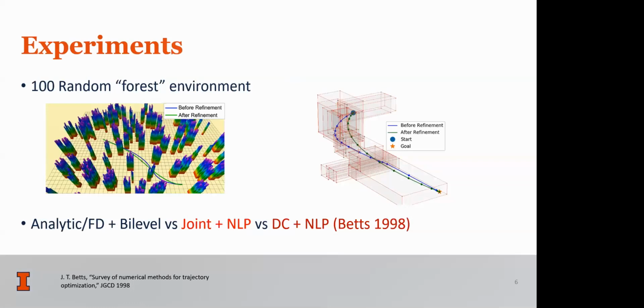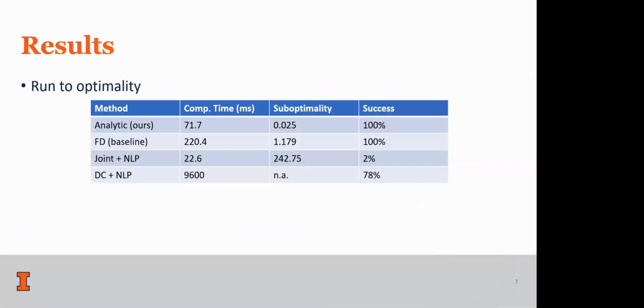The objective function, which is the integral of square jerk, reduces from 45 to 0.15, a 300 times improvement. We mainly compare three types of algorithms: our method of analytical gradient and baseline finite difference gradient, plus bi-level optimization framework. Another type of solver is joint plus NLP, to optimize trajectory and time allocation simultaneously using NLP. The third type is to use direct collocation method to formulate an NLP.